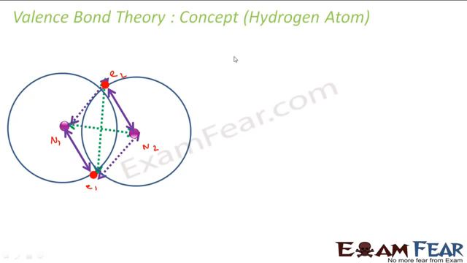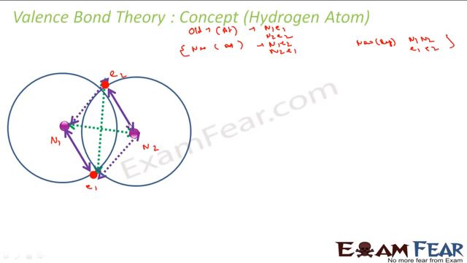The new attraction developed. My old attraction was nucleus 1, electron 1, and nucleus 2, electron 2. My new attraction is nucleus 1, electron 2 and nucleus 2, electron 1. My new repulsion also came, that is nucleus 1 with nucleus 2, and electron 1 with electron 2. So these new forces came into play. The dotted ones are the new forces, the blue one is the attraction force and the green one is the repulsion force.